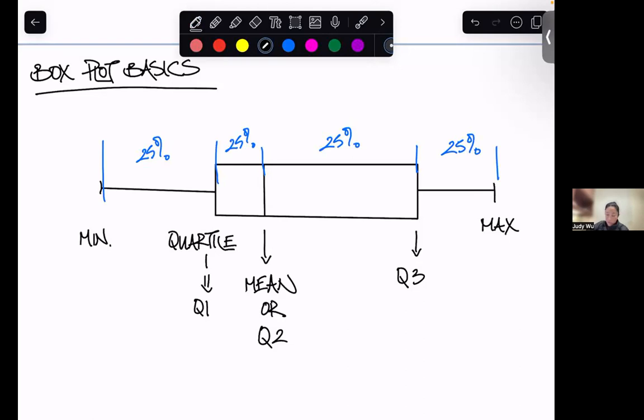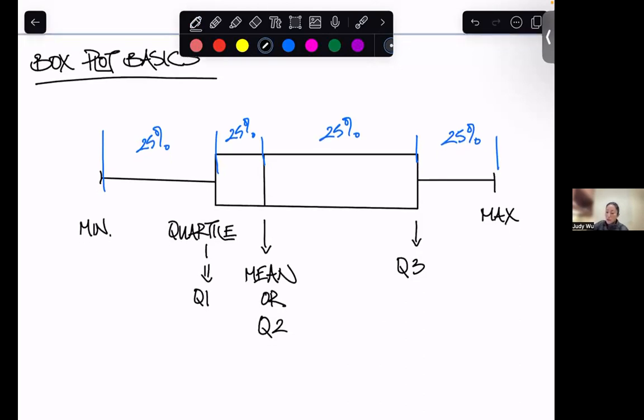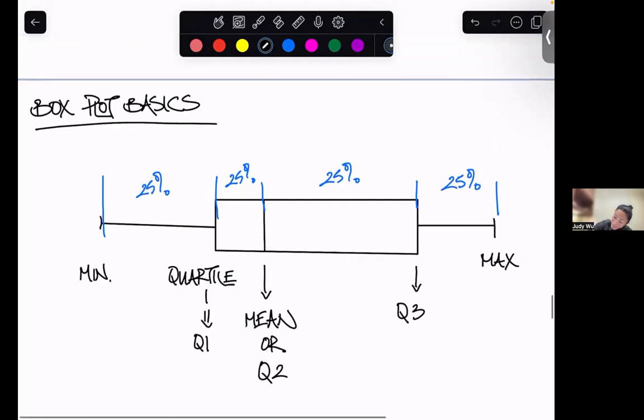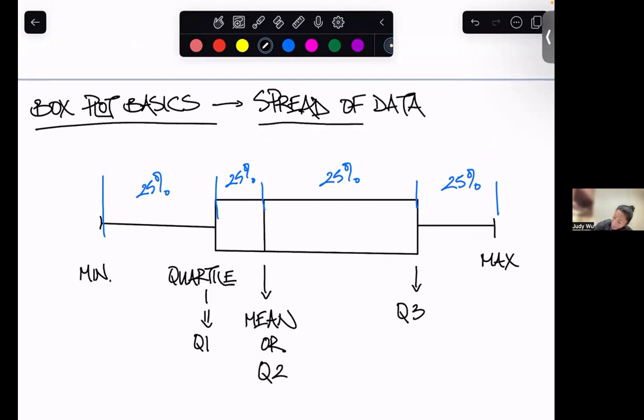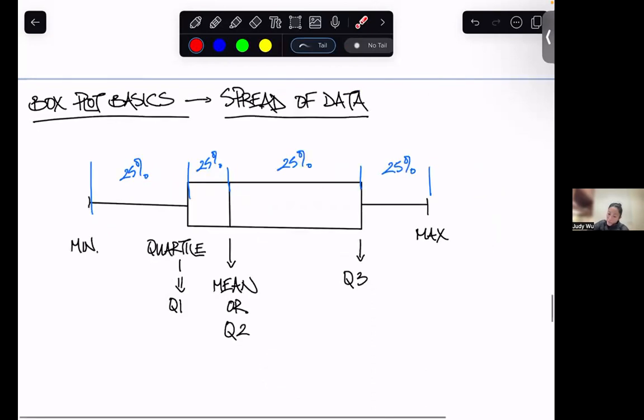Now, a few other things that we should know when we look at a box and whisker plot: it tells us about the spread of the data, okay? Sometimes we have outliers in our data, numbers that are way smaller than all the other numbers, or numbers that are way bigger than all the other numbers, okay? And if we had outliers, we would mark them with X's. So if there were some X's outside of the whiskers, those would be considered outliers.